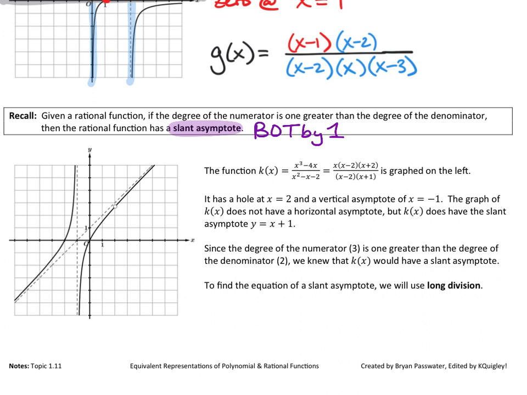So if you look here, this function k of x is bigger on top by 1. The degree on the top is 3, the degree on the bottom is 2, so it's bigger on top by 1. It does have a hole at x equal to 2 because these would cancel out, but we still have a slant asymptote here. Notice that I have a whole equation this time for the slant asymptote, y equal to x plus 1. Previously, we just talked about what it would be parallel to, but today we're actually going to find the function or the equation for the slant asymptote.